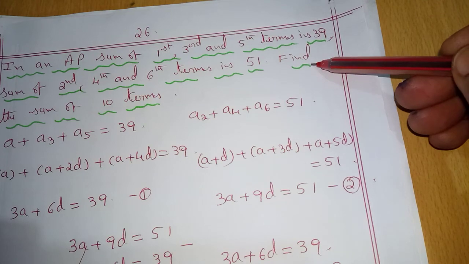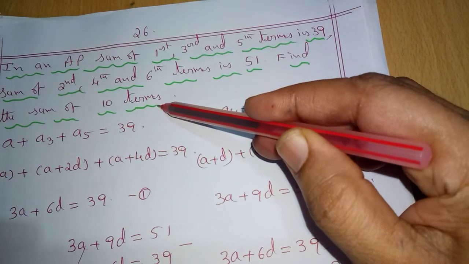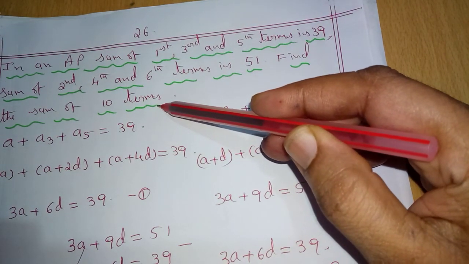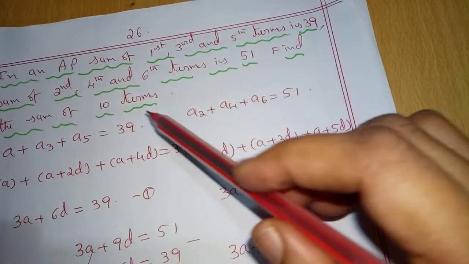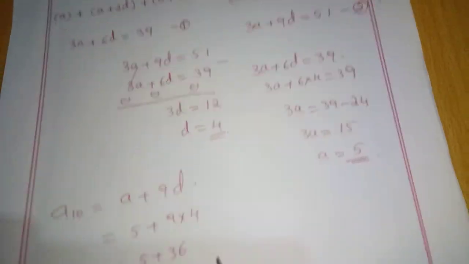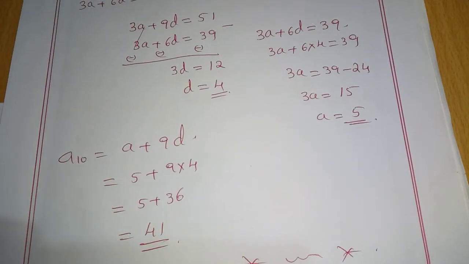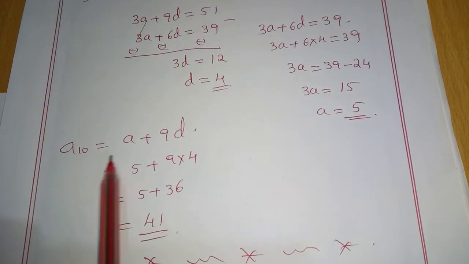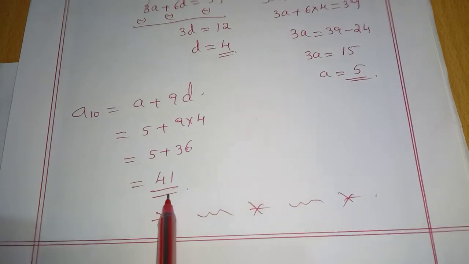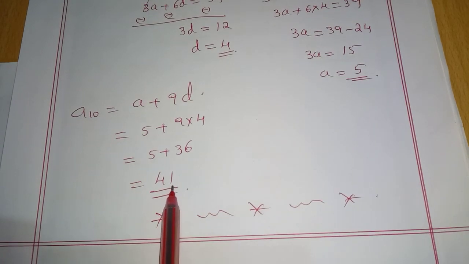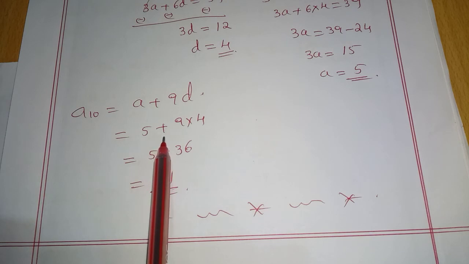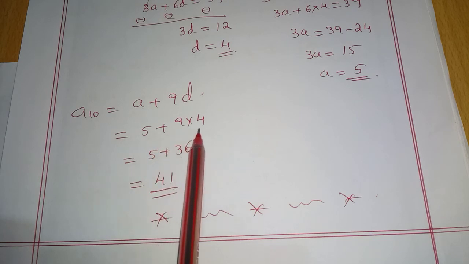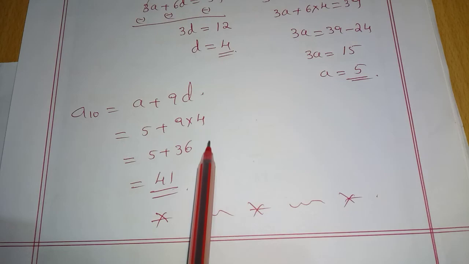What is asked at the end? Find the sum of 10 terms. Shall we go for short formula? For that one we require 10th term. So we will find 10th term. A10 is equal to A plus 9D. A10 is equal to 5 plus 9 into 4.